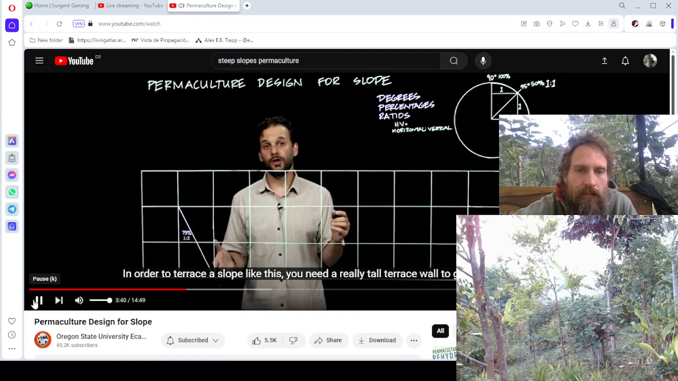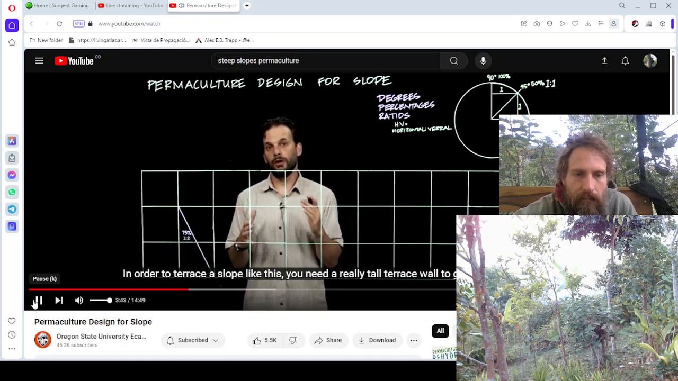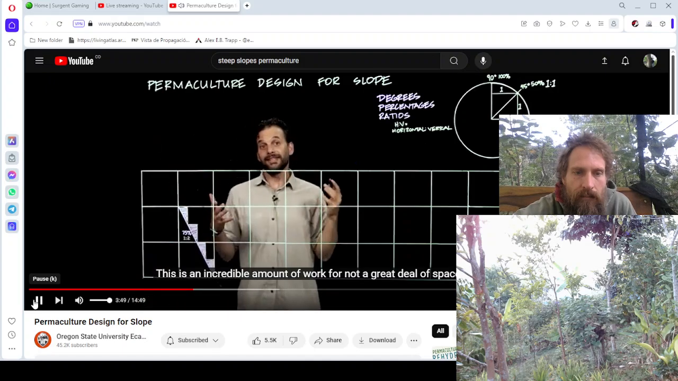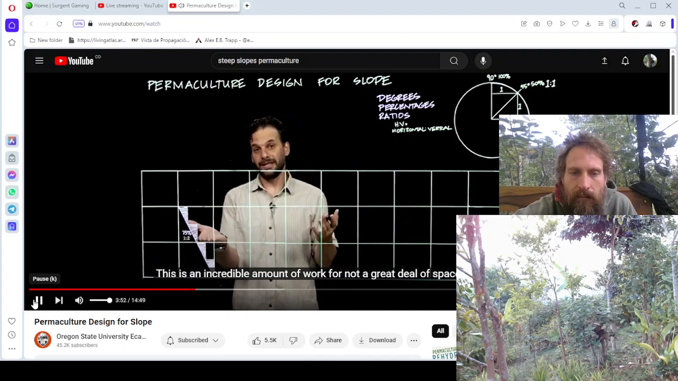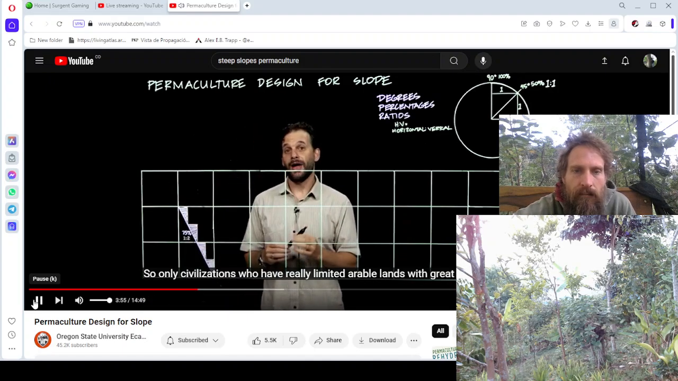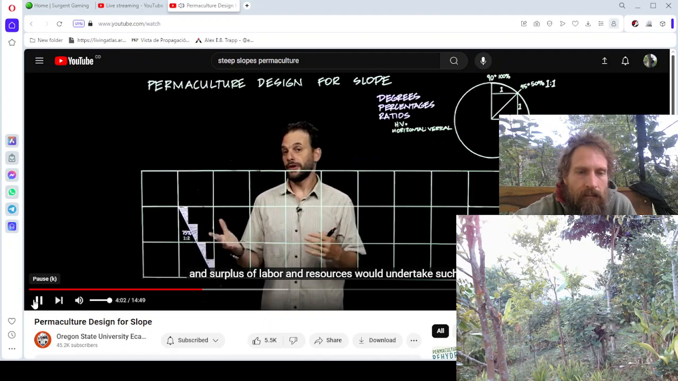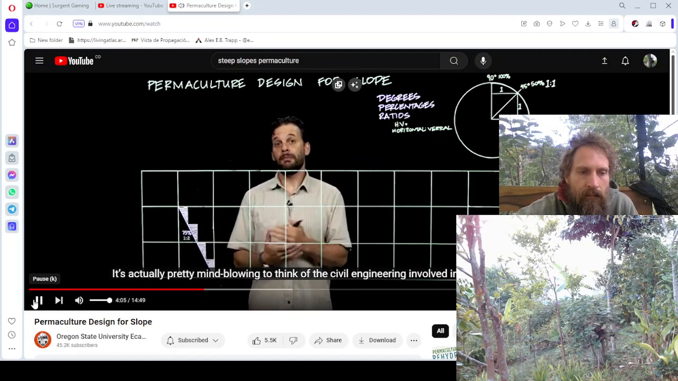But in order to terrace a slope like this, you need a really tall terrace wall to get a small growing area. This is an incredible amount of work for not a great deal of space, as you can see. So only civilizations who have really limited arable lands with great population pressure and a surplus of labor and resources would undertake such a project. This is interesting because this is not the case in Colombia. We'll get back to this and what assumptions he's making here.